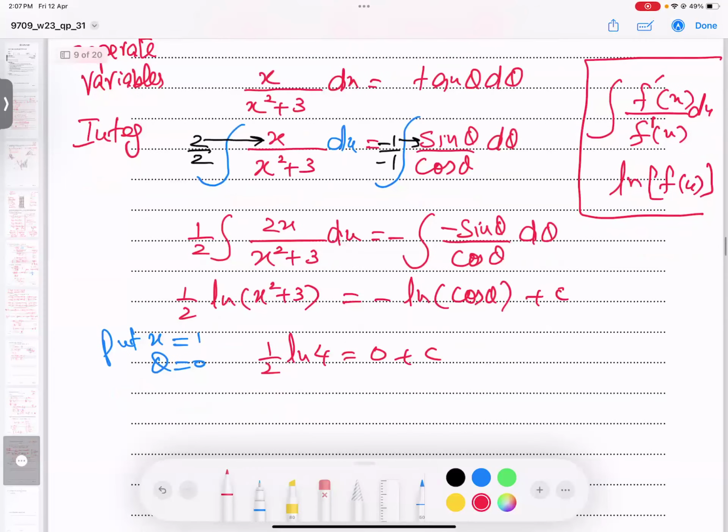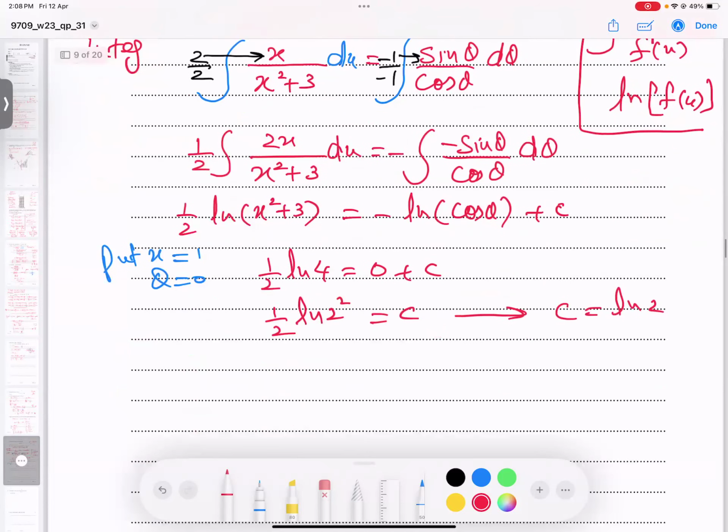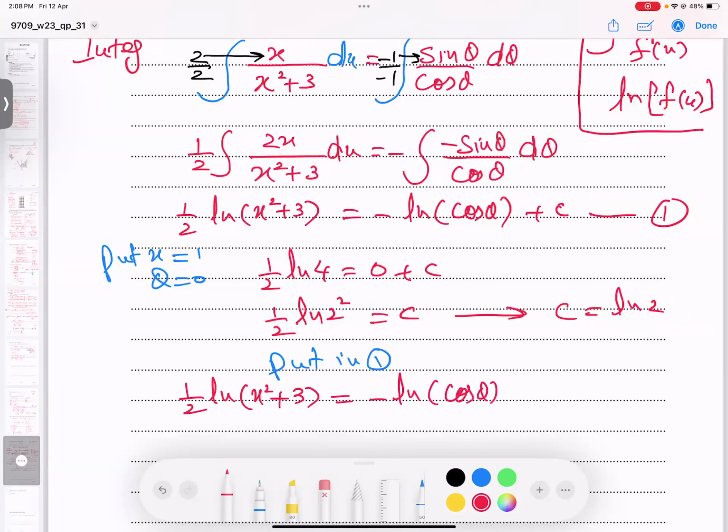So for the c value, 4 is what? 4 is 2 to the power 2. So this 2 will come down, and finally I get only ln 2. So this value I'm going to put in equation number 1. So put in 1. When I put this value here, I get what? Half logarithm x to power 2 plus 3 is equal to negative log of cos theta plus ln 2.